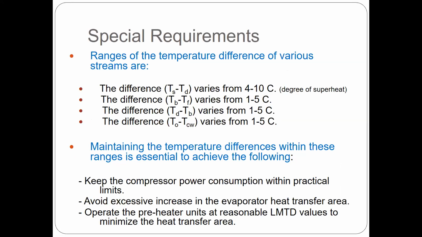Maintaining these temperature differences within that range is going to keep the compressor power consumption within practical limits, something which is affordable, and avoid excessive increase in the heat transfer area of the evaporator as well as in the heat exchanger. Remember, this unit does not have a separate condenser because we condense our product, which is the vapor, inside the evaporator. The vapor is heated to superheated condition. It gets into the evaporator where it will lose the superheat and condense into a product. And this is one of the beautiful aspects in this unit.